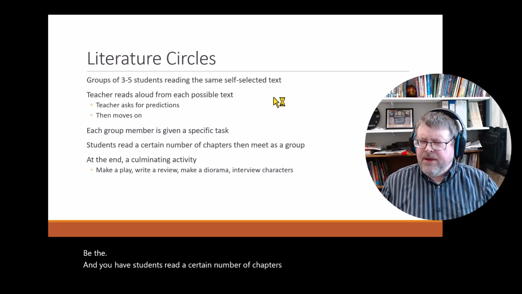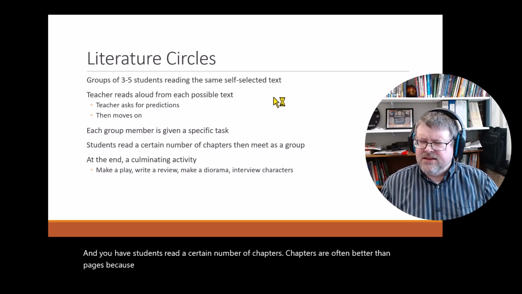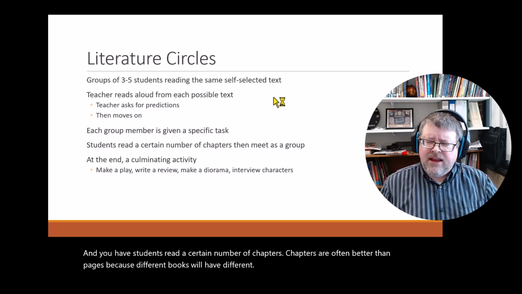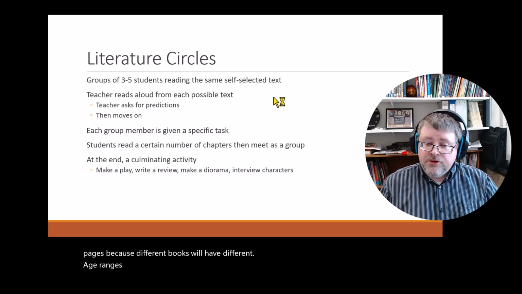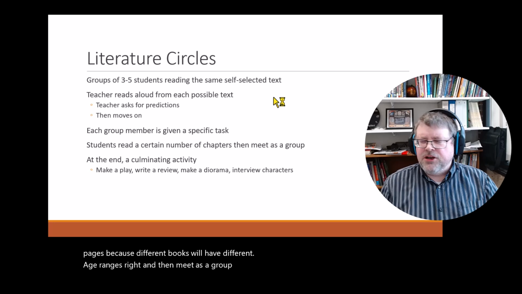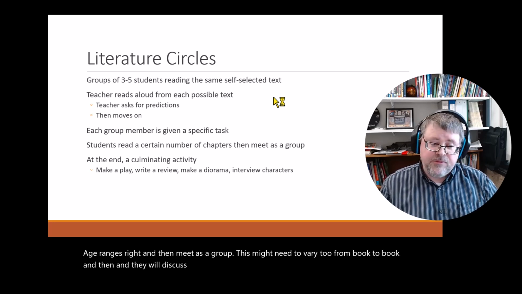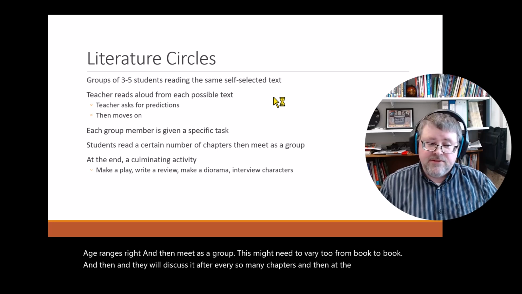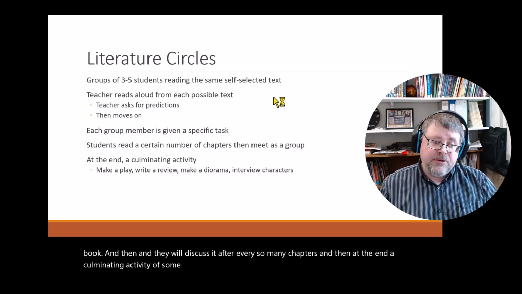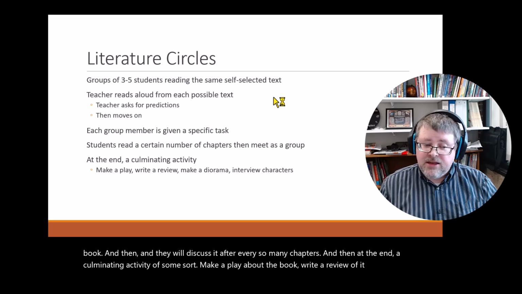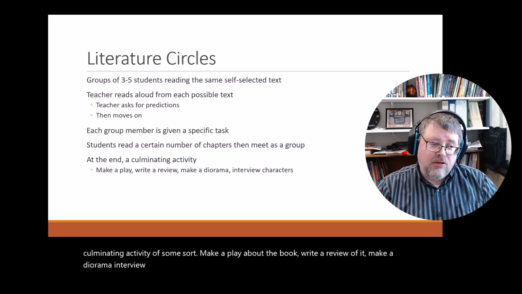And you have students read a certain number of chapters. Chapters are often better than pages because different books will have different page ranges, right? And then meet as a group. This might need to vary too from book to book. And they will discuss it after every so many chapters. And then at the end, a culminating activity of some sort. Make a play about the book, write a review of it, make a diorama, interview characters in the book, and so on.